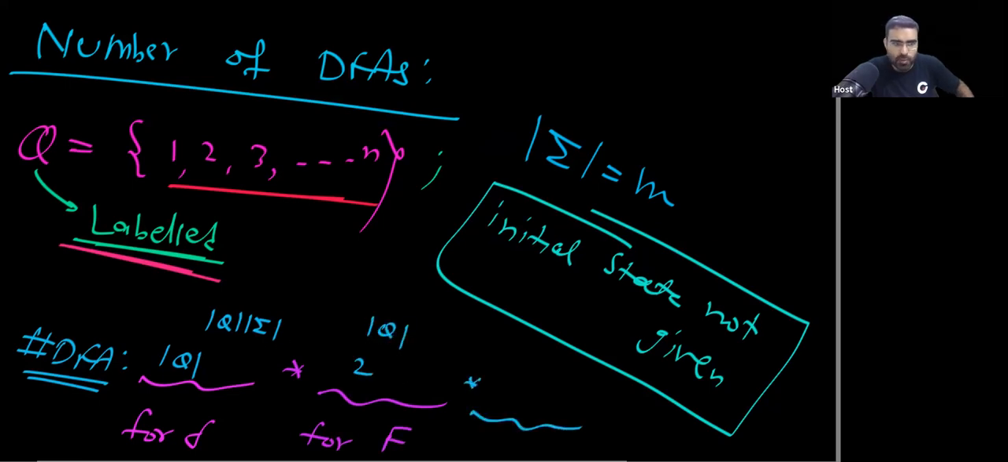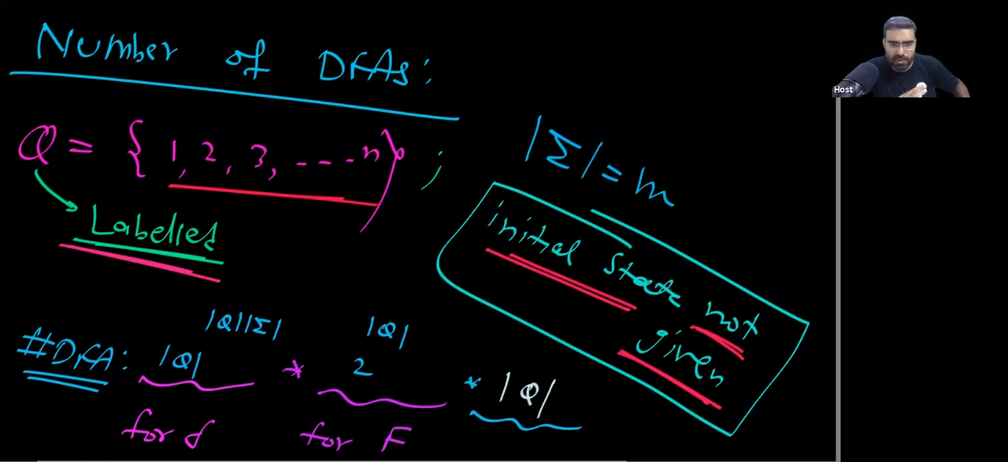Now, an additional point. For the initial state, how many possibilities? N possibilities. Either this can be the initial state, or this, or this. So I can say it's multiplied by the number of states. So if the initial state is not given, then you multiply by the number of states. This applies when the states are labeled.